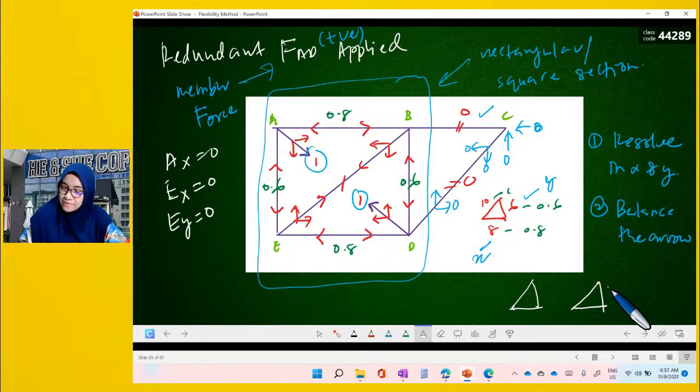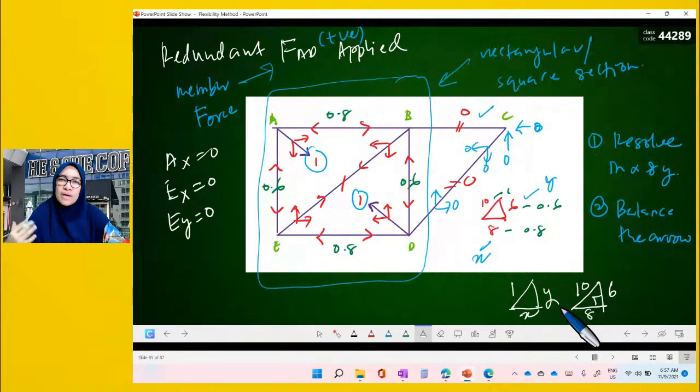We have 6, 8, 10, which fulfills 3, 4, 5 for trigonometry. And in the other triangle we have 1, and X and Y. What we need to calculate is the value of X, representing the horizontal force value for the horizontal member, and Y is the value for the vertical member. So having these two triangles, we need to interpolate.